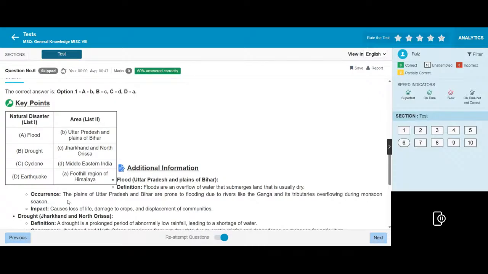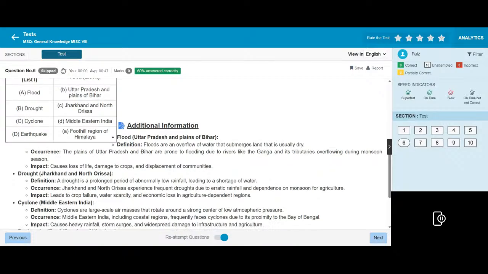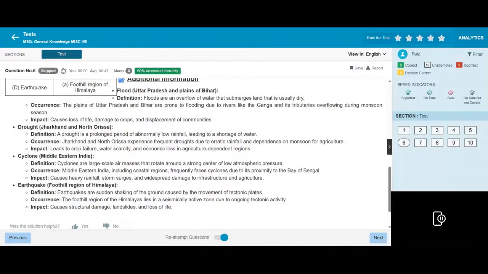Natural disaster areas: flood, Uttar Pradesh and Kerala; drought, Jharkhand and North Odisha; cyclone, the coast; and the Himalaya in India. Floods are overflows of water.